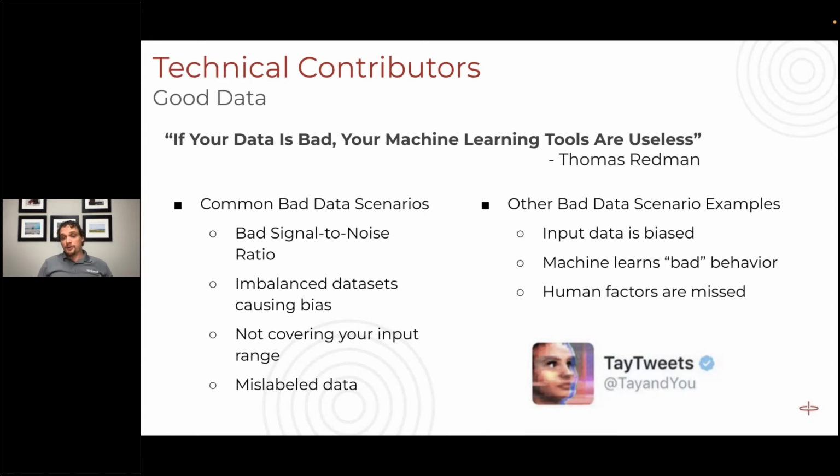The good thing that came out of it was that Microsoft has now done a lot of leading in the ethics space of machine learning, to make sure that we're putting the right boundaries and protections in place for things that we deploy out for machine learning models. Other times there are just human factors that are missed, things where we made assumptions that weren't true, and that can impact how our model learns.